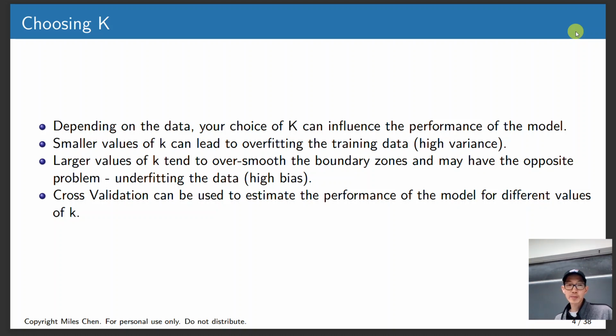If you use a small value of k, depending on your random set of data, your predictions might vary a lot. But large values of k tend to over-smooth the boundary, and you end up having the opposite problem of underfitting the data. So you have low variance, but now you have high bias. You might have too simplistic a boundary, and it's not able to detect the nuances between your different classes. You can use cross-validation to estimate the performance of the model for different values of k.